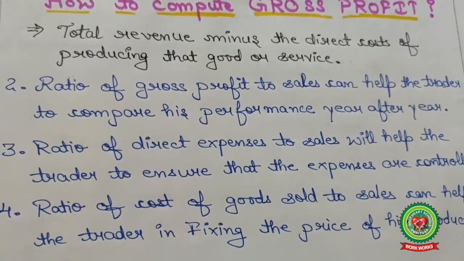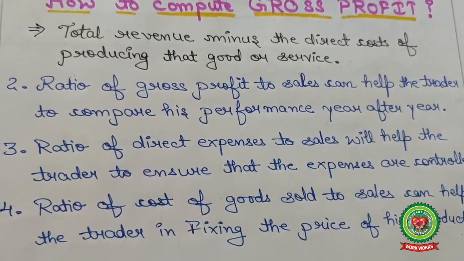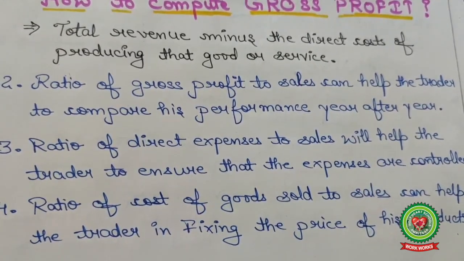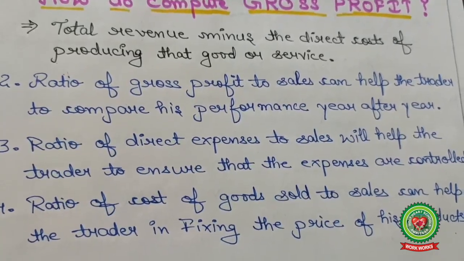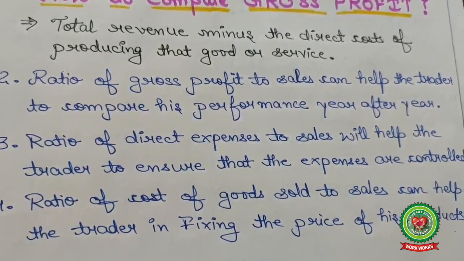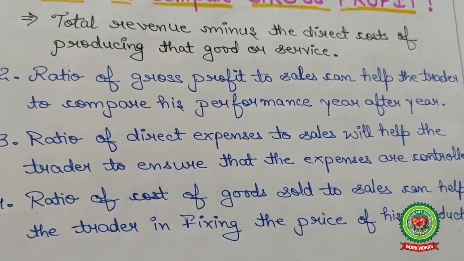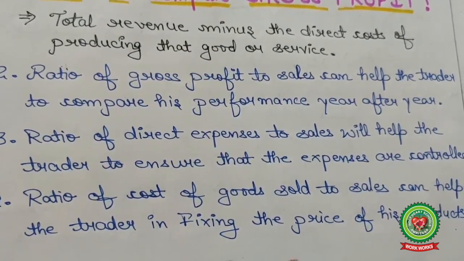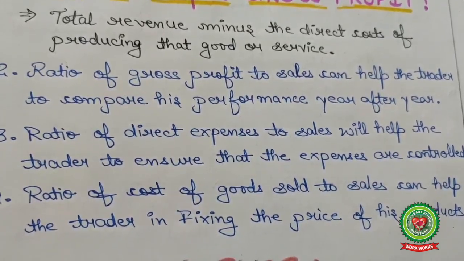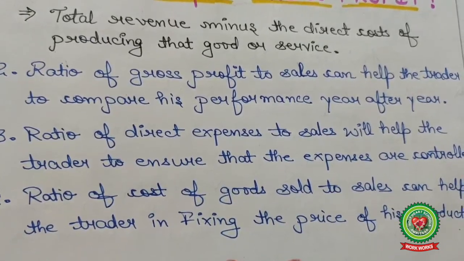Third point, the ratio of direct expenses to sales helps the trader to ensure that the expenses are controlled. You can also compare whether the expenses are controlled or not in the business. If this year it is more, last year less, and the sales and revenue of the business are the same in both years, it means your expenses increased.